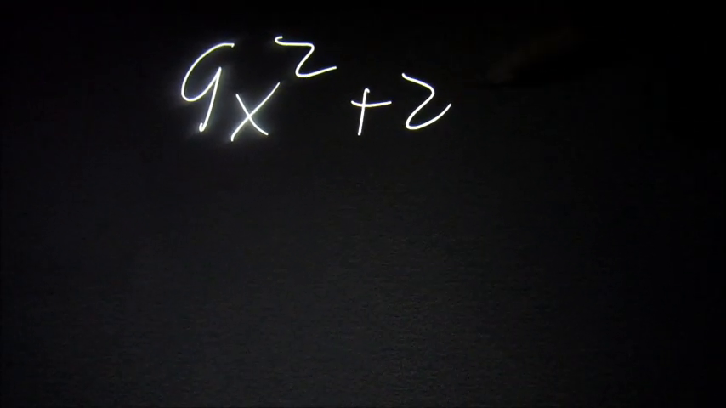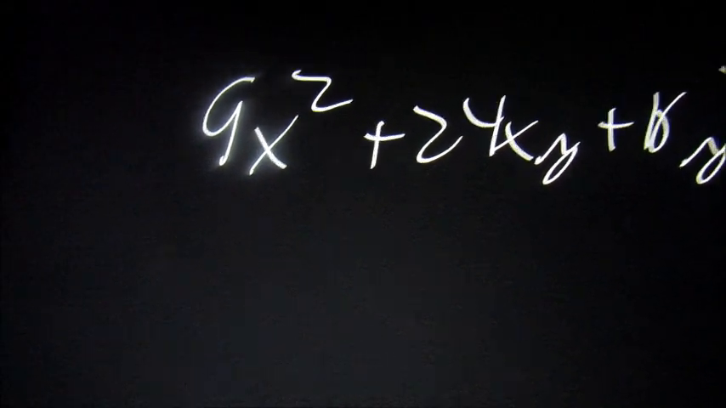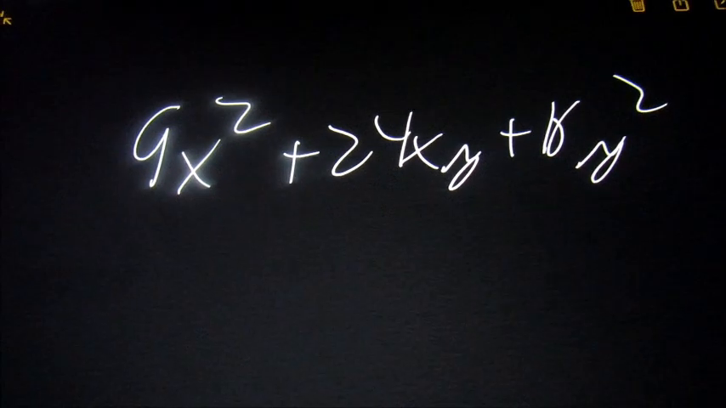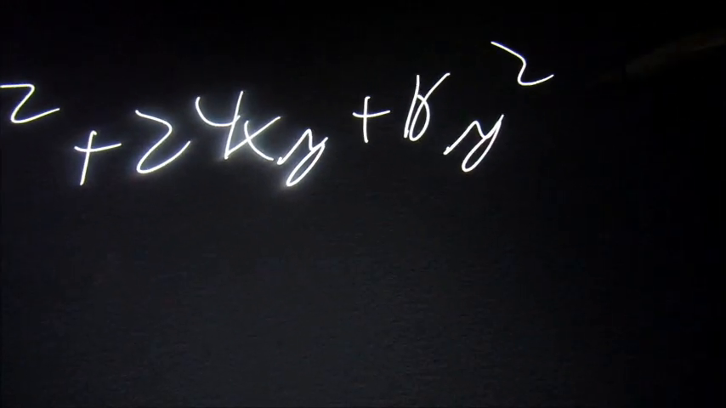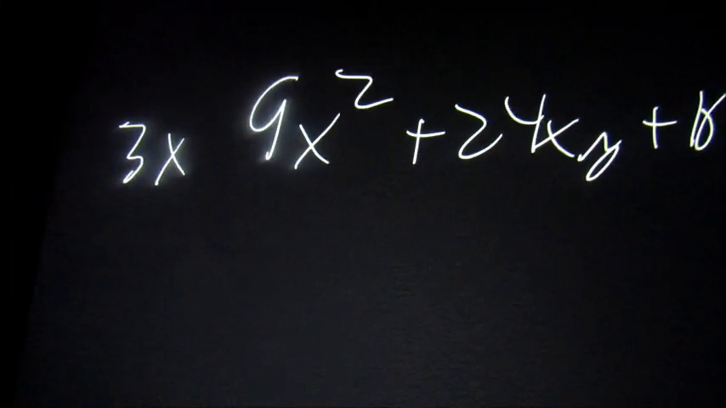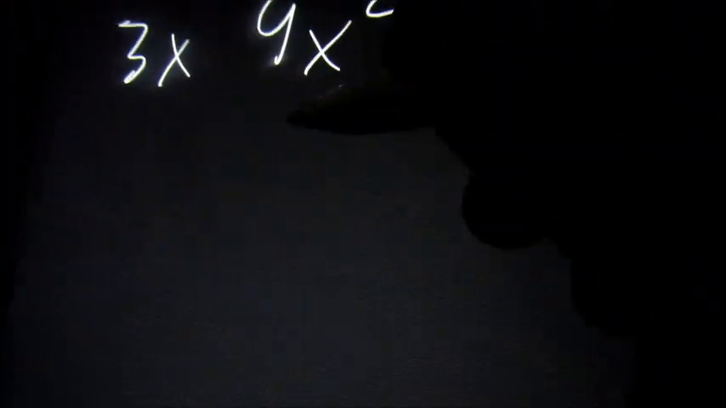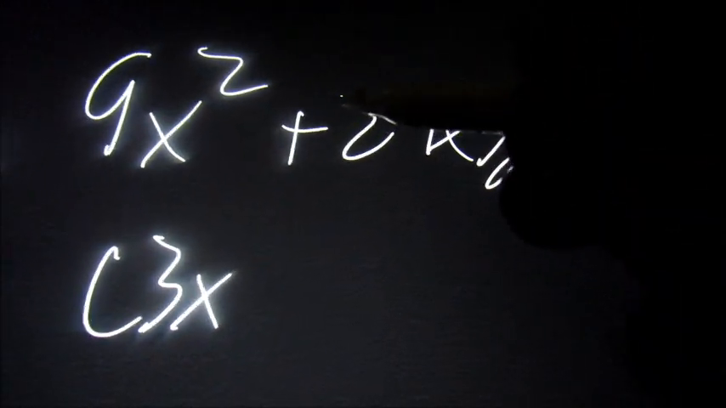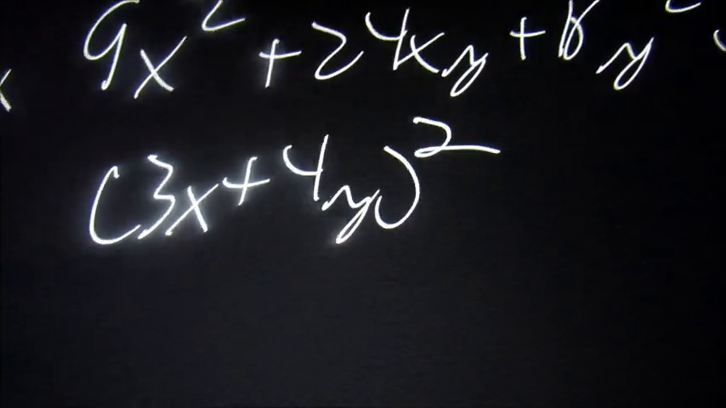Okay, so let's look at a few more here. 9x squared plus 24xy plus 16y squared. Take the square root of the first term, and we get 3x. Square root of the last term, and we get 4y. 2 times 3 is 6, times 4 is 24, which is what we have here. So our answer is going to be 3x, and it's a plus 4y, the whole thing squared.